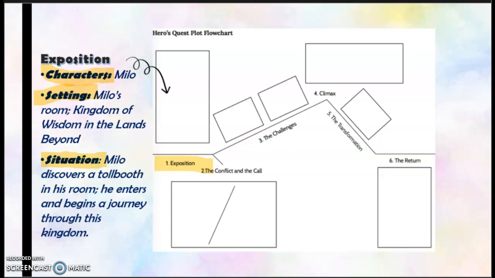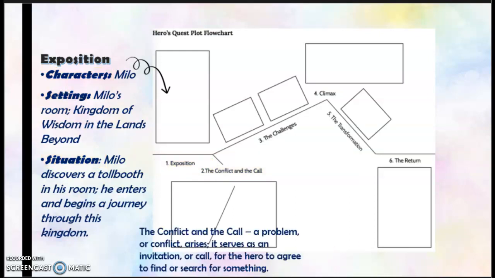In the traditional plot chart, we then get to the conflict. And here, this is the conflict and the call. So not just is there a problem, but there is also going to be an invitation or a call for the hero to agree to find or search for something. This is when they find that there needs to be something going on to save the world.